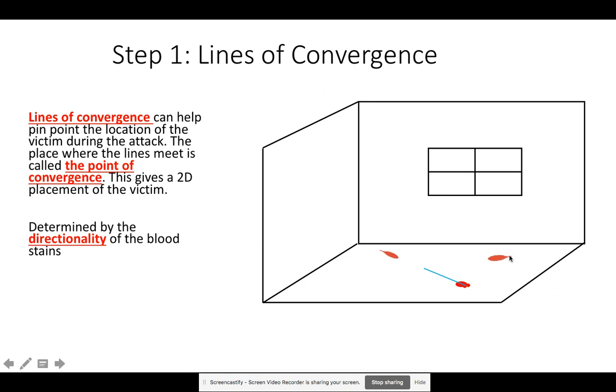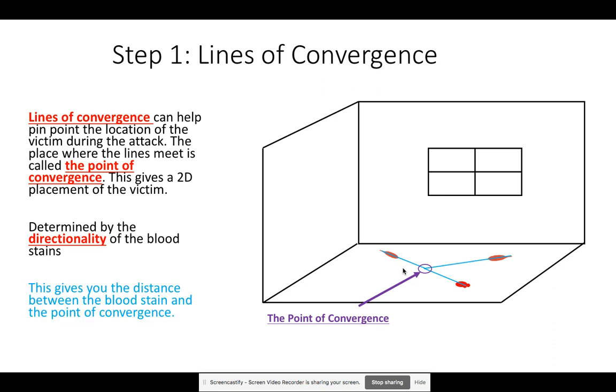Now what I can do is I can actually draw lines through the middle of my blood stain, okay, from tail to the tip, and you're going to go the opposite way that the blood was flying. So if the blood was flying to the far right corner of the room, I'm going to be going inward once again. And where these lines converge is my point of convergence.